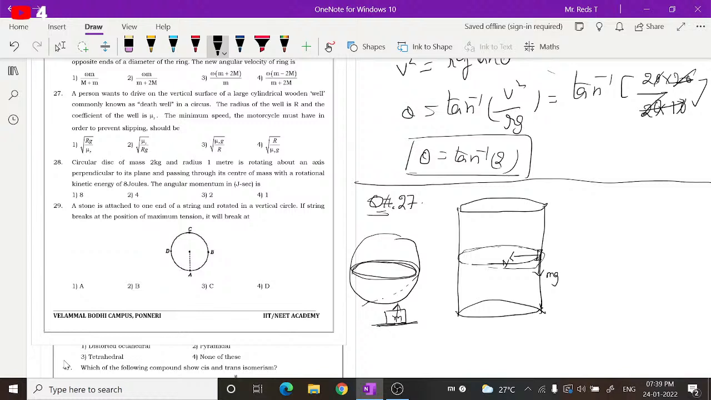Let's go ahead. So it is question number 27, right? Yeah. So let me go to the question once again. A person wants to drive on the vertical surface. This is a vertical surface, right? A person wants to drive on the vertical surface of... it's actually, you have to consider a three-dimensional structure, guys. On the vertical surface of a cylindrical wooden well, commonly known as death well in a circus. The radius of the well is r.